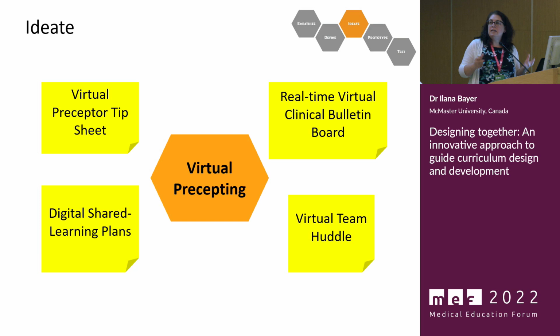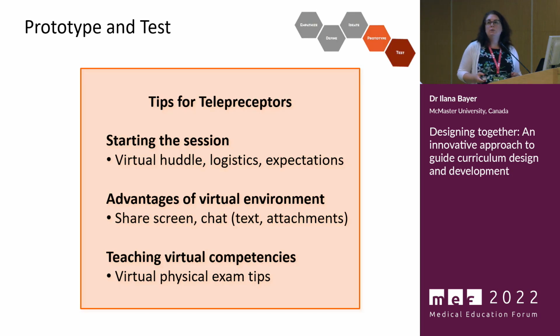Once they had the big brainstorm of different things they thought they could try, they mapped it again to the impact and effort grid. Then they decided to go forward with one prototype, which they storyboarded out. In this case, they decided to create a tip sheet for tele-preceptors. This tip sheet encompassed some of the other innovative ideas that had come out of the ideate stage.